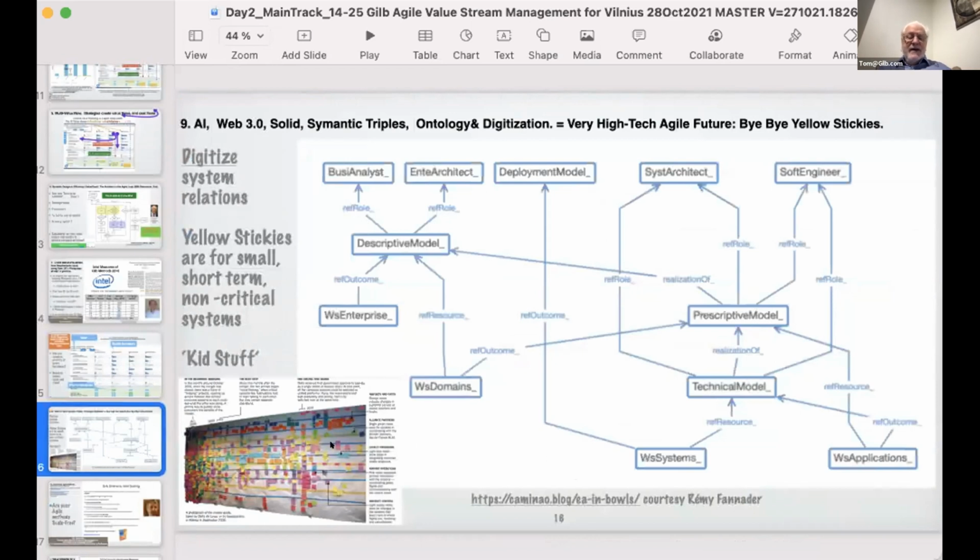Number 9, every time I see yellow stickies, and I saw a lot of them in Joe Justice's videos yesterday, I groan.